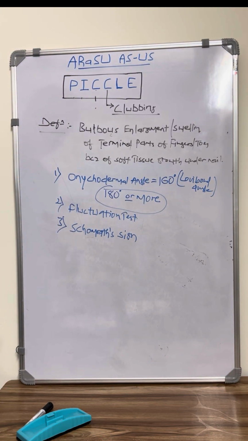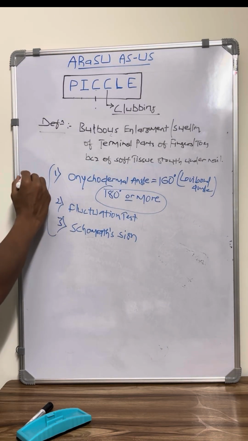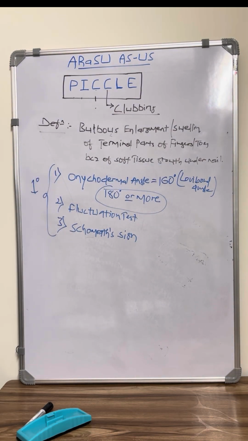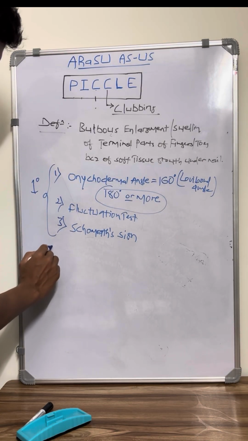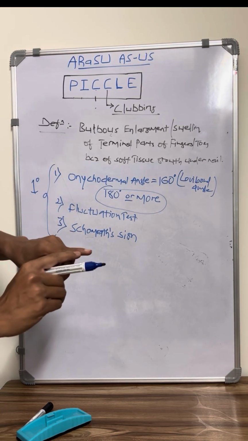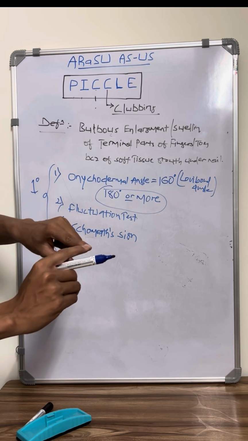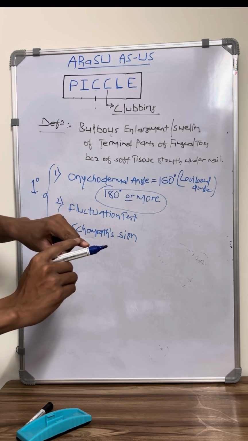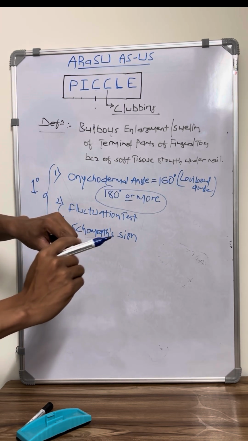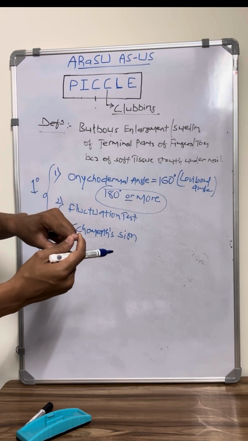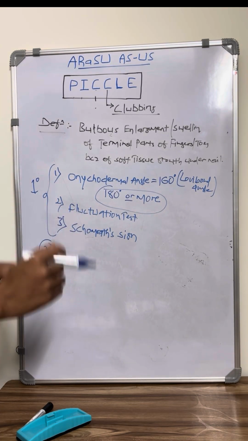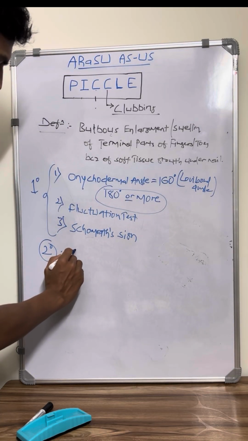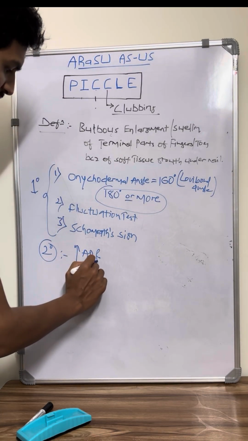And as the soft tissue grows more, these are all considered grade 1 clubbing. As the soft tissue grows further, there will be grade 2 clubbing, in which there will be glossy nails. Because of the increase in anterior-posterior diameter and even the transverse diameter of the terminals, it will lead to glossy, shiny nails. So mainly an increase in AP and transverse diameter.